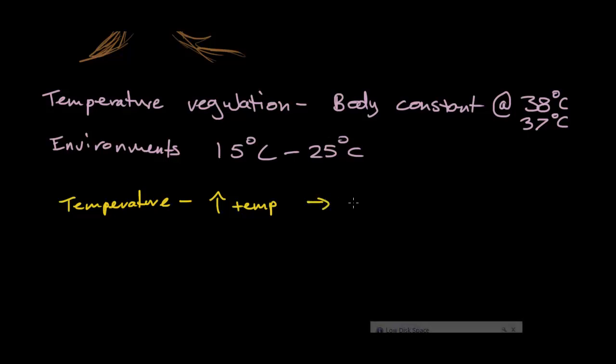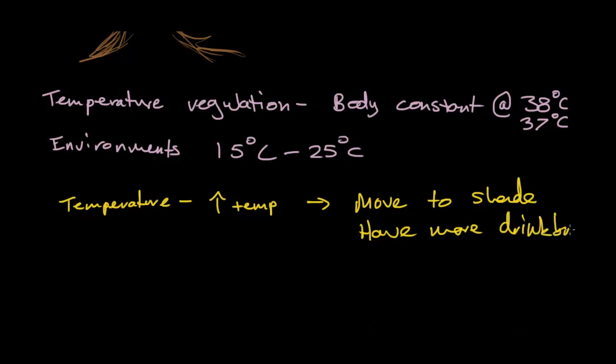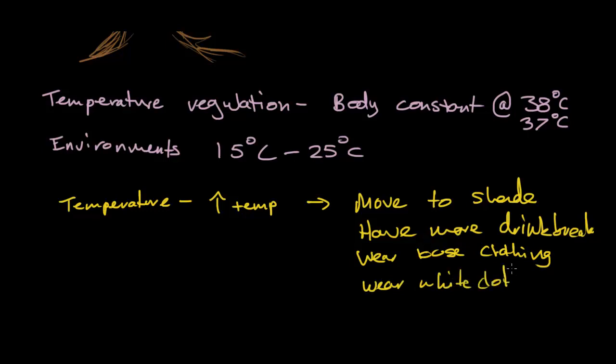So to combat an increase in temperature, what can we do? Well, we can definitely move to the shade, have more drink breaks, okay, other than that, you could wear loose clothing, and you could also wear white clothing. So this is just an example of some strategies that you could use to combat high temperatures in order to decrease the negative effect it has on performance in sports.